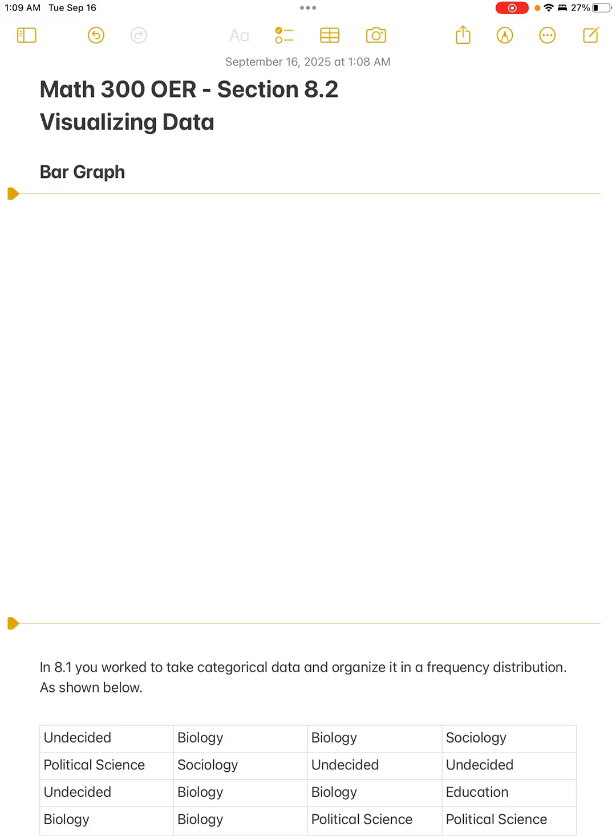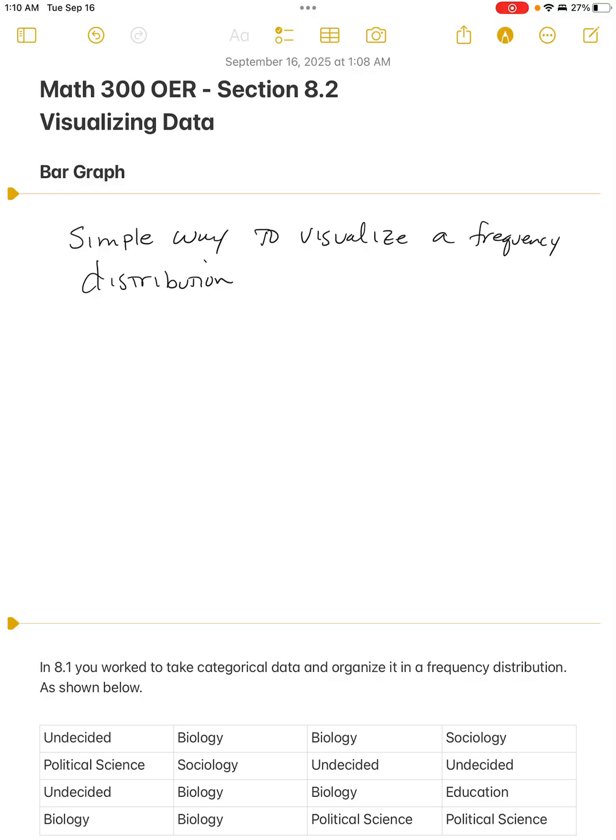So we're going to start with the bar graph. The bar graph, I want you to know, is a very simple way to visualize a frequency distribution. Frequency distributions are what we did in the previous section. So our job is to visualize those, and it's very simple. You simply draw bars.